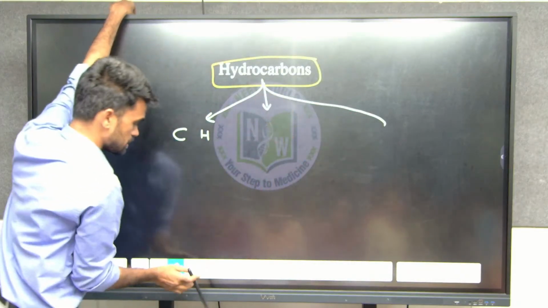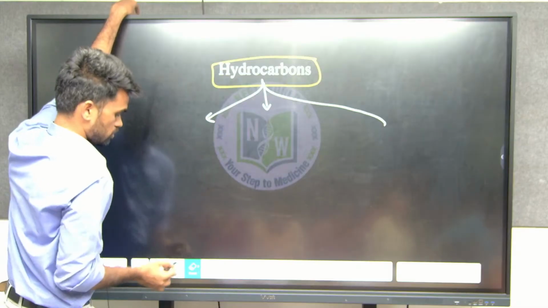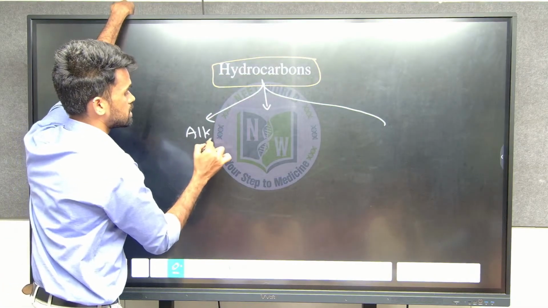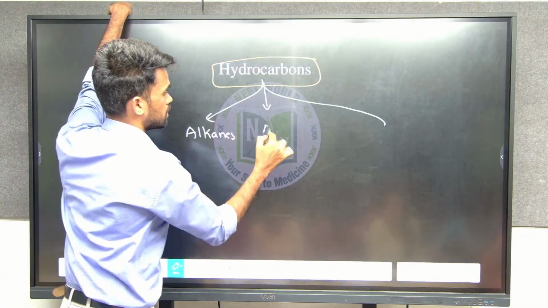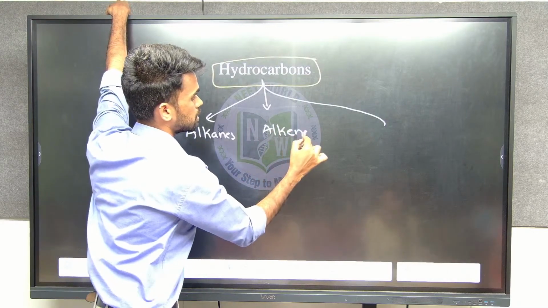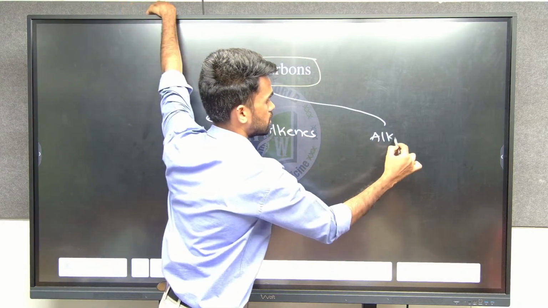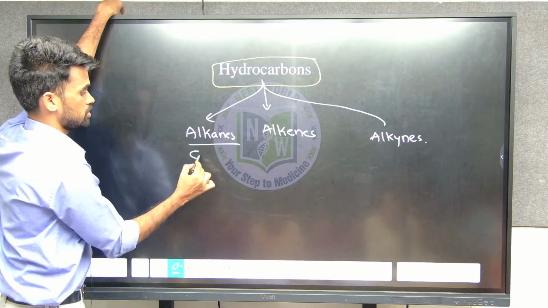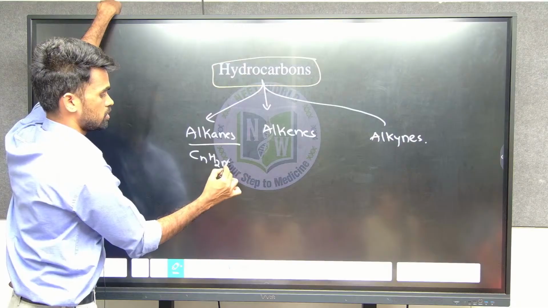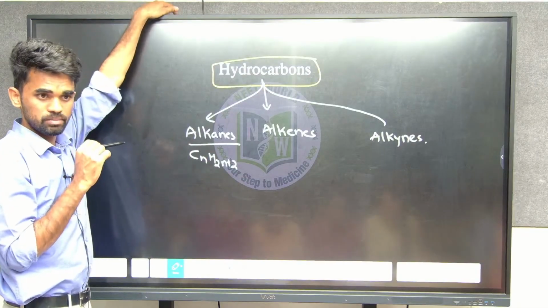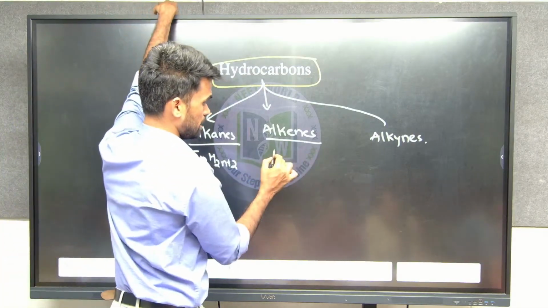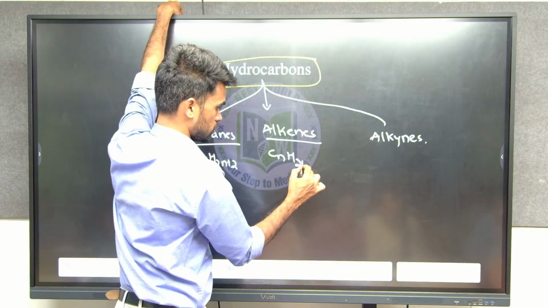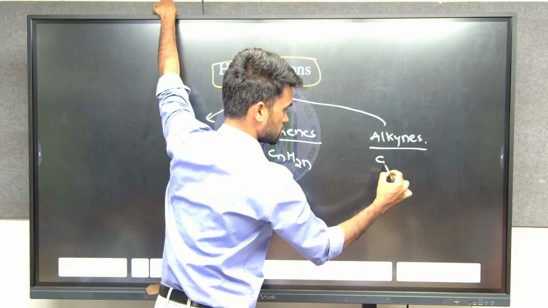They are called as what? Alkanes, alkenes, alkynes. So now what is the general formula of alkanes? CnH2n+2. Alkene. What about this?